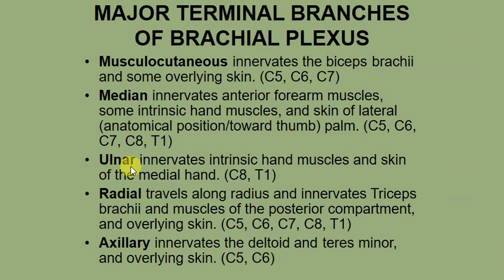The ulnar nerve innervates intrinsic hand muscles and the skin of the medial hand. So we have said the median nerve innervates the skin of the lateral hand in the anatomical position, but the ulnar nerve innervates the skin of the medial hand in the anatomical position. Then coming to the radial nerve, it travels along the radius and innervates the triceps brachii. You see, the posterior compartment of the arm, which is the triceps brachii, is innervated by the radial nerve.